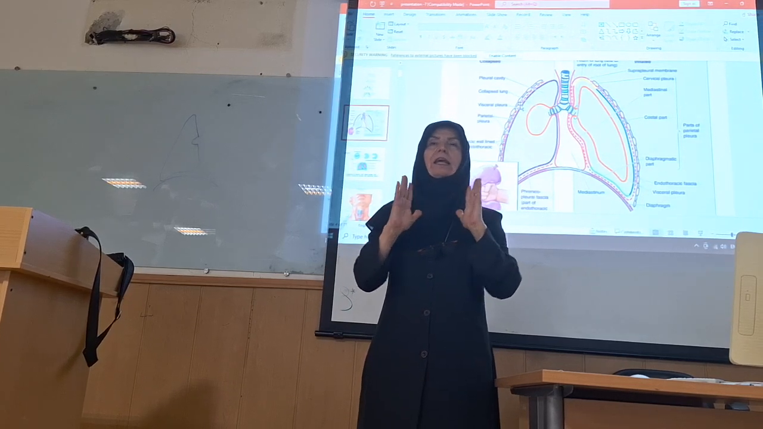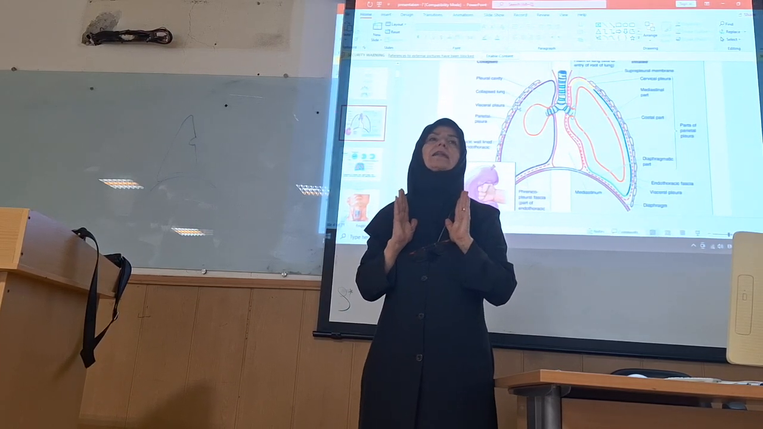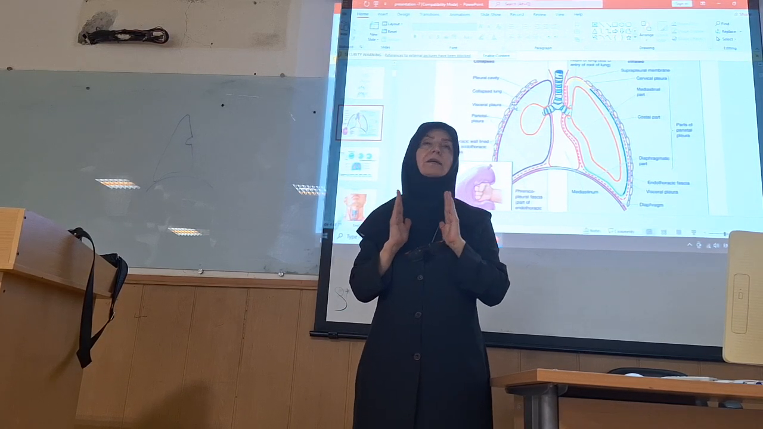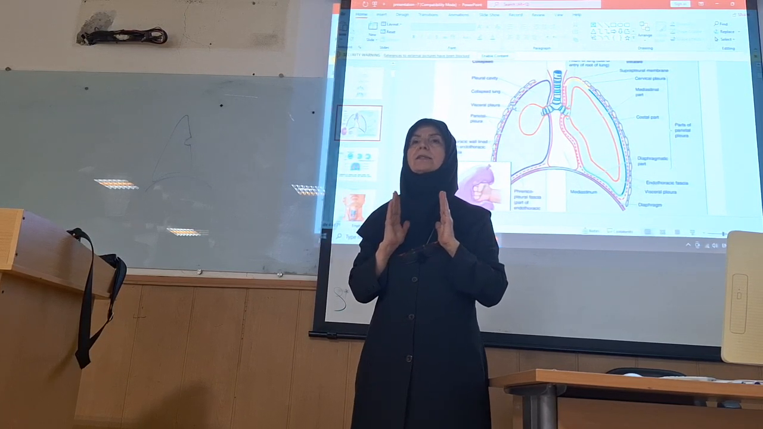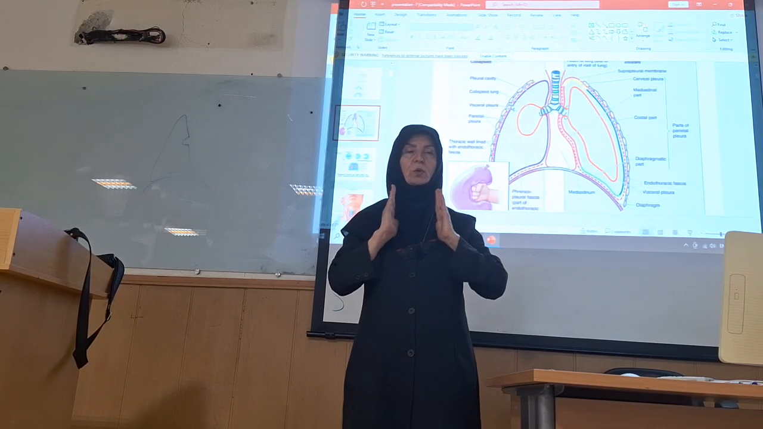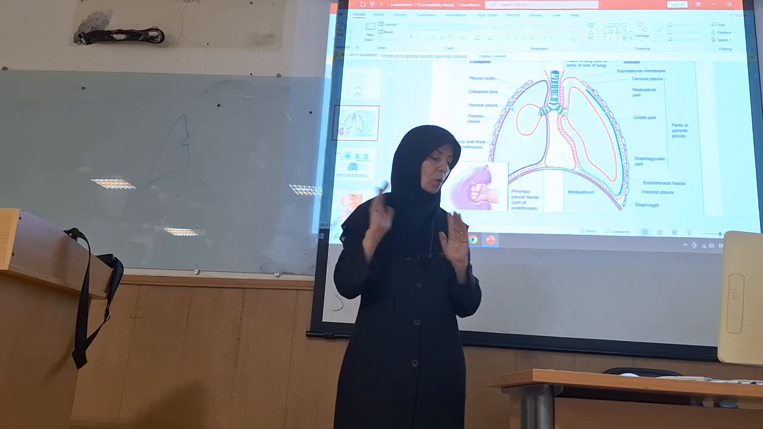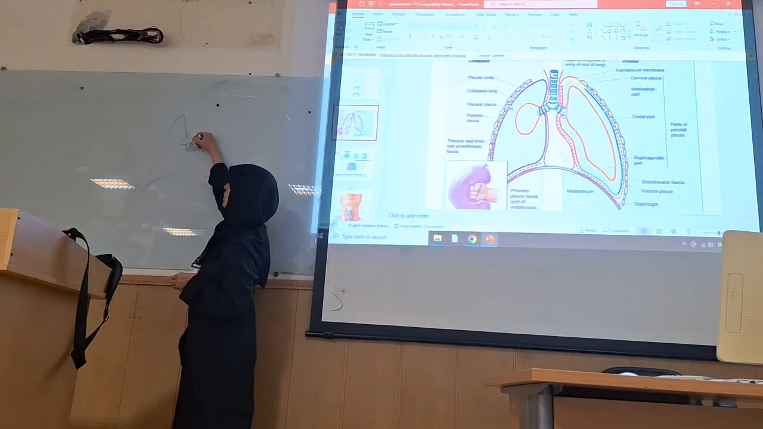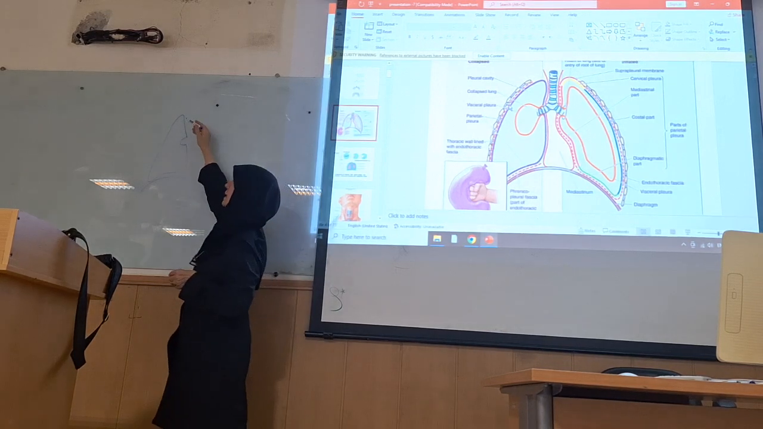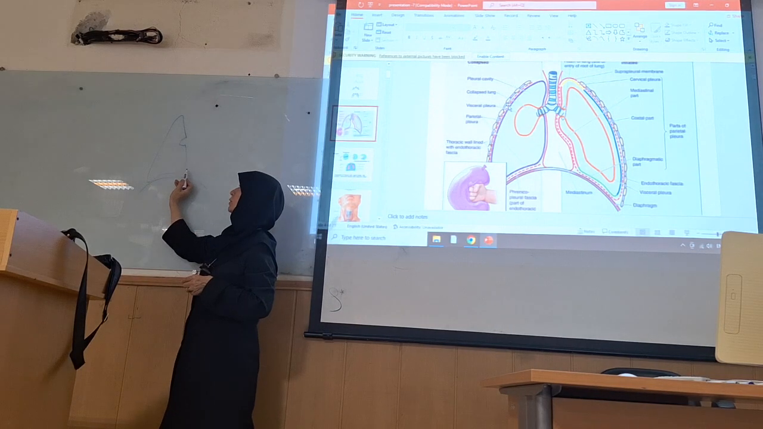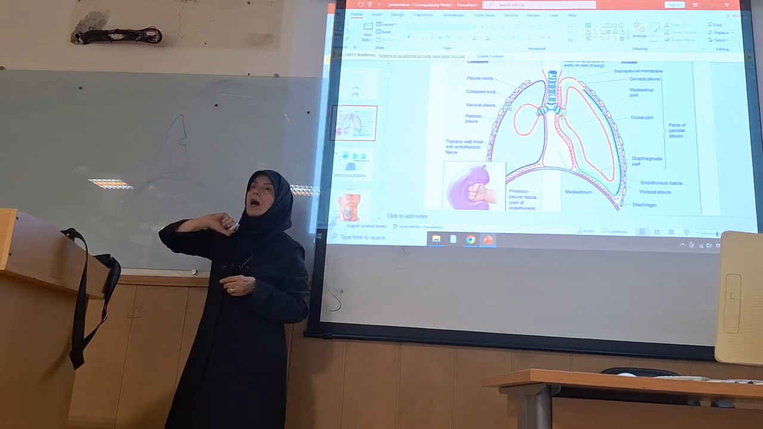Okay? In which surface are you able to find the hilum? Medial surface. What's another name for the medial surface? Mediastinal surface, because it looks at the mediastinum. So in this picture, you are looking at the medial or mediastinal surface, lateral or costal surface, inferior or diaphragmatic surface, or base of the lung.